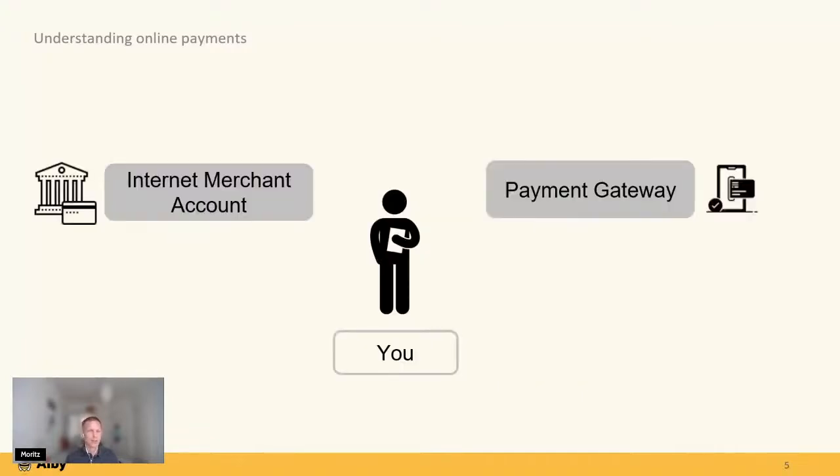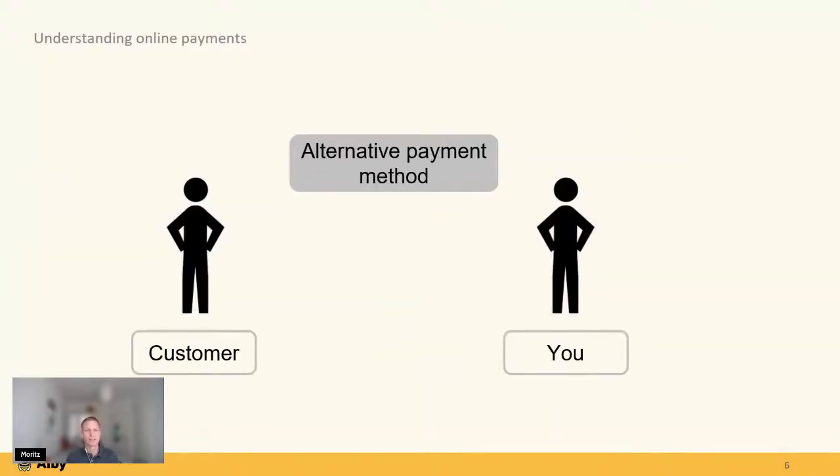To accept credit cards today from customers, you need a couple of things, such as an internet merchant account and a payment gateway. On top of that, you can also choose to include alternative payment methods like PayPal or Bitcoin, as we will talk about later, to service your customers who, for example, shy away from using credit cards. And once those pieces are in place, this is what happens next.